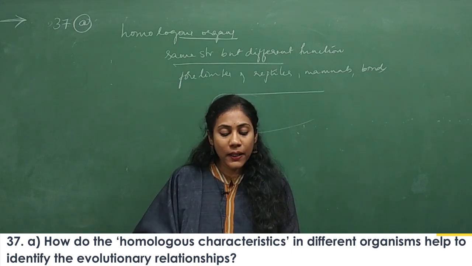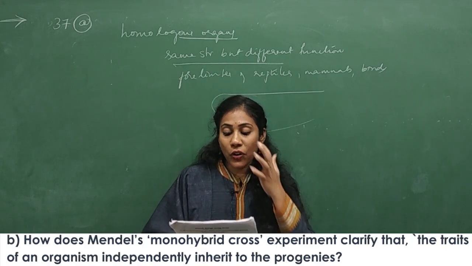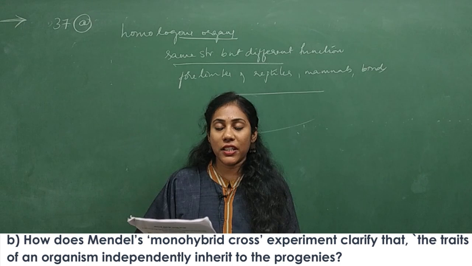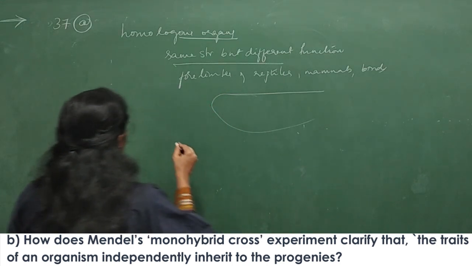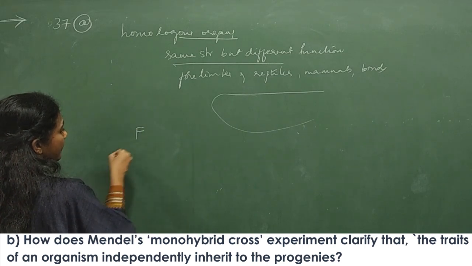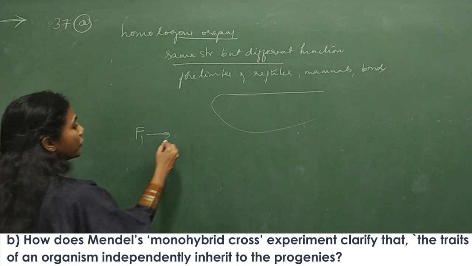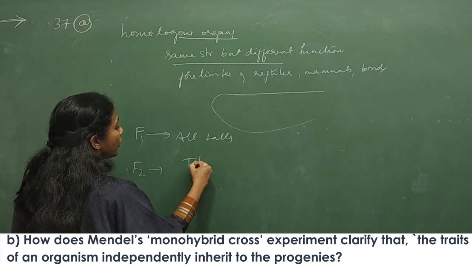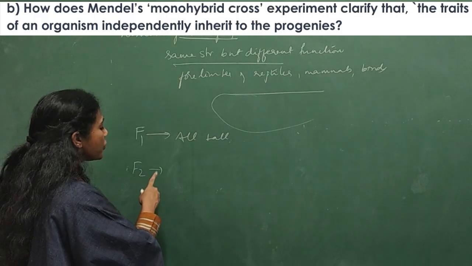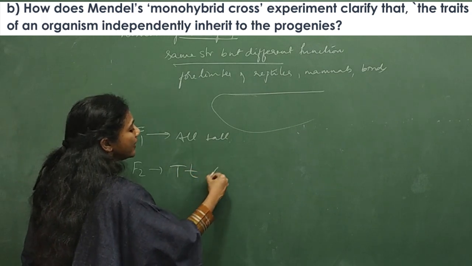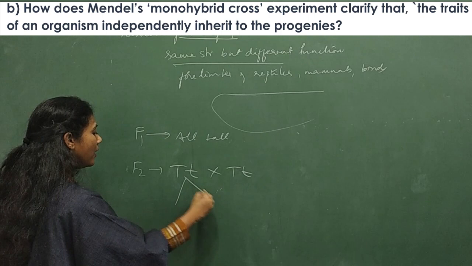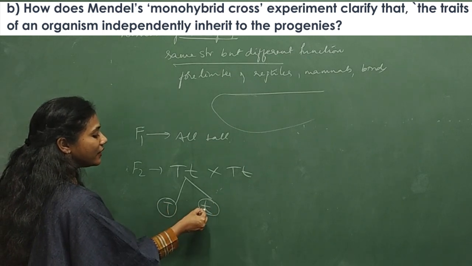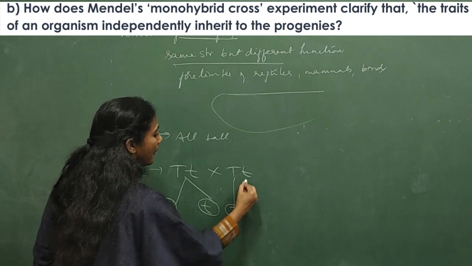Okay. And coming to the second sub-question, how does Mendel's monohybrid cross experiment clarify that the traits of an organism are inherited independently by the progeny? What is a monohybrid cross? Do you remember? In the F1 generation, you observed that you got all tall plants, isn't it? And in the F2 generation, when you did a cross between capital T, small t and capital T, small t, do you remember, the alleles got separated in the gametes, right? So one gamete has got capital T, another gamete has got small t, and again capital T, small t.